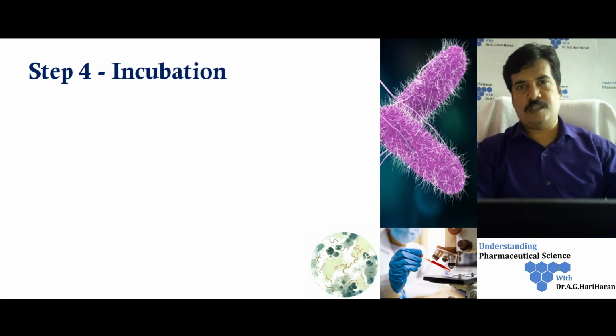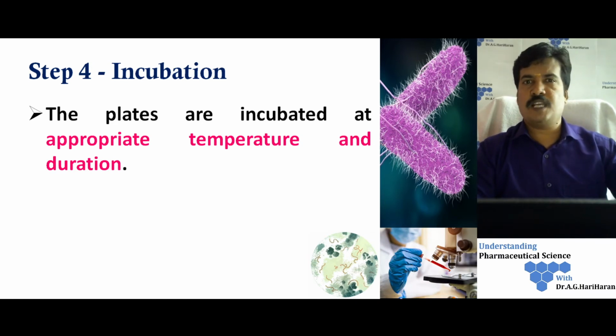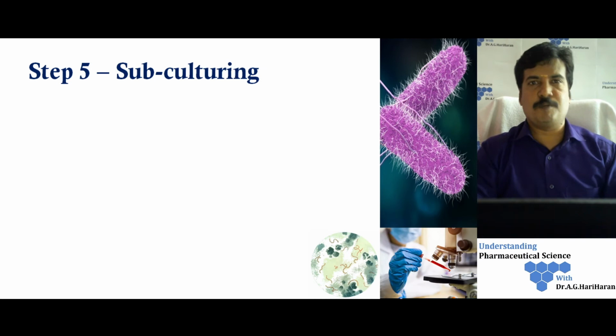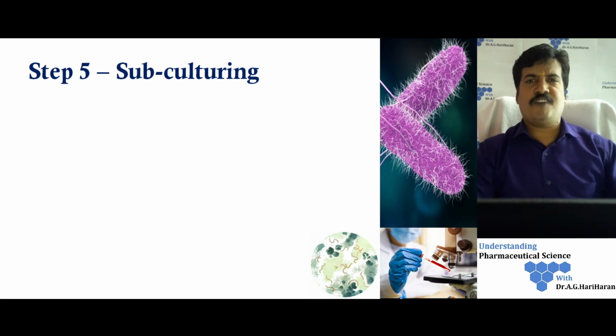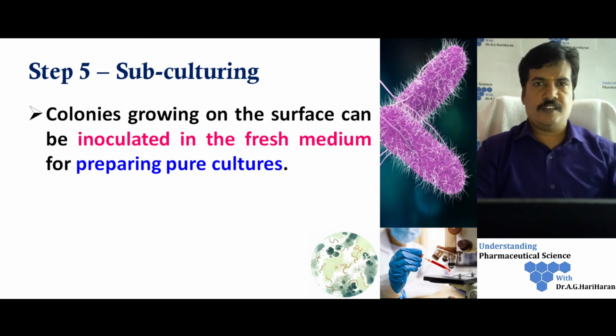The fourth step is incubation. It is incubated in an inverted position at a particular temperature for a particular duration of time. After that, you can see that each cell divides and forms a colony. That is considered a pure culture. Then in step 5, we subculture it into a fresh medium. Then we will use it for our further study, either for characterization work or some production activities, right?